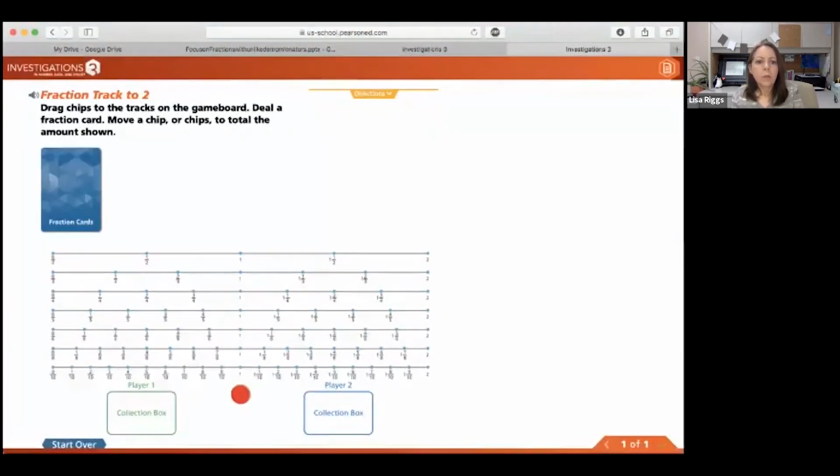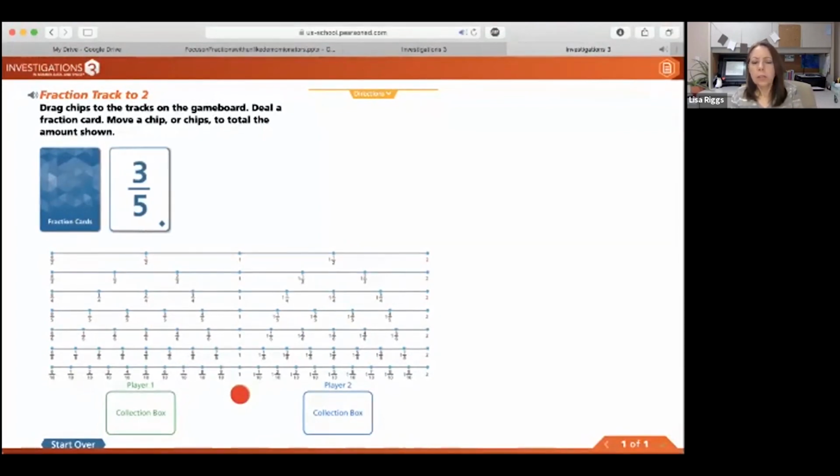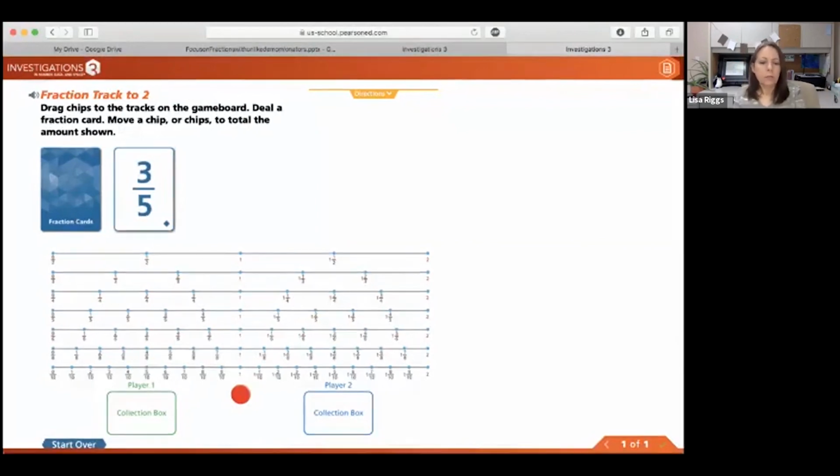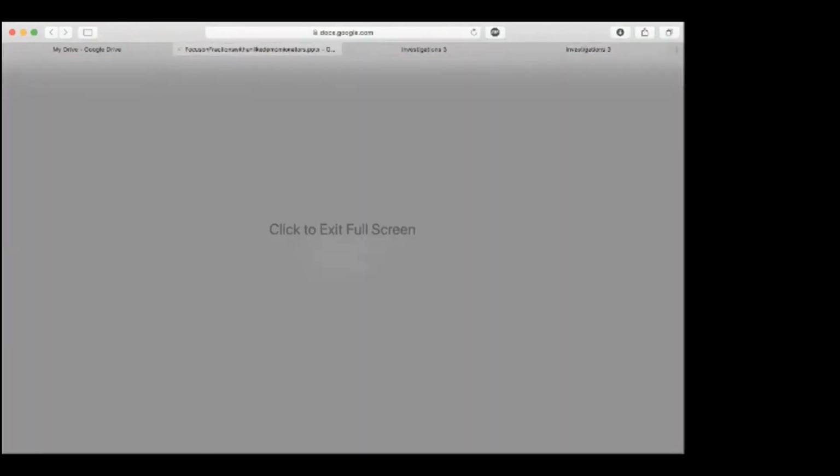So the same thing, we would place our markers, which I'm not going to take the time to do, but we'll put over a card. And so how would we do that to move to get to 2? And place it in our collection box. We can do fifths or tenths.